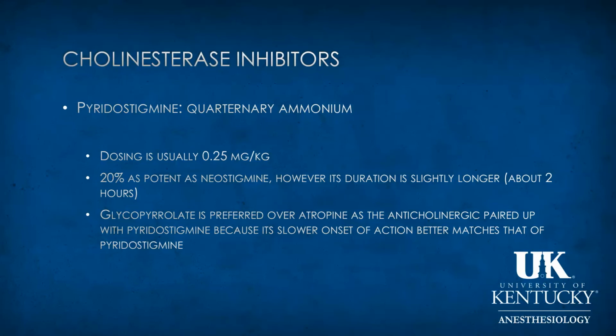The last cholinesterase inhibitor we'll talk about is pyridostigmine. It's a quaternary ammonium. Dosing is usually 0.25 milligrams per kilogram, and it's 20% as potent as neostigmine. However, its duration is slightly longer, about 2 hours. Glycopyrrolate is preferred over atropine as an anticholinergic paired up with pyridostigmine because its slower onset of action better matches that of pyridostigmine.